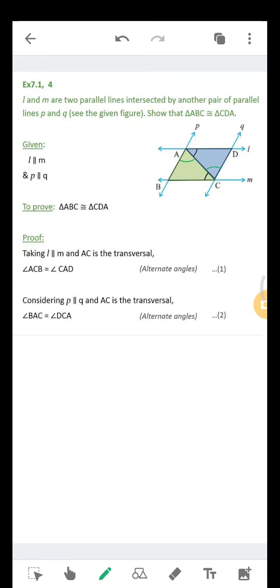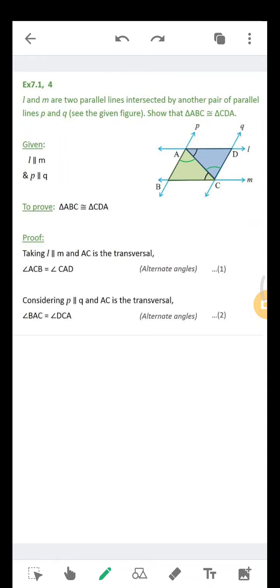Let's go for the last question of today's session. L and M are two parallel lines intersected by another pair of parallel lines P and Q. So you can see L and M are two parallel lines. They are intersected by PQ, the other two parallel lines. So we get a parallelogram here, and this is a transversal. Here we have to prove that triangle ABC, the green colored one, is congruent to triangle CDA.